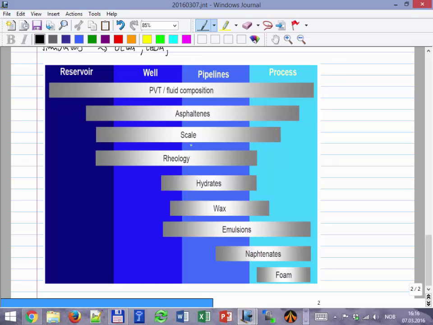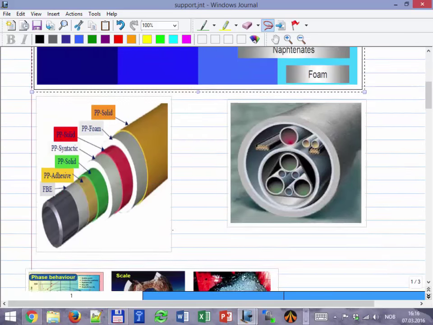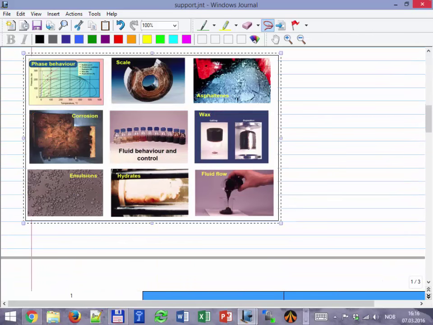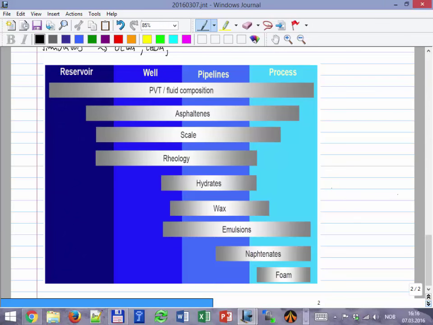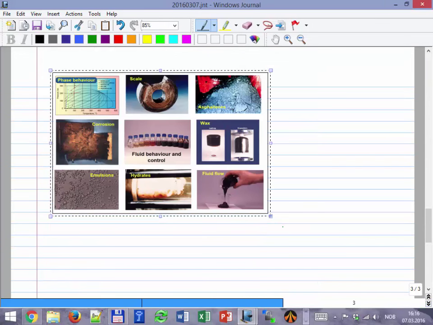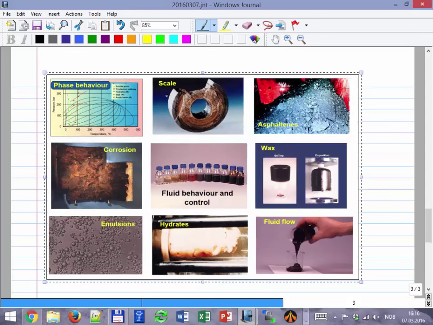Rheology. Here you see the pictures: phase behavior, the phase envelope, scale, which can clog the pipe very much. Asphaltenes don't happen too much on the wells and pipelines, but mostly in the separators, in the processing equipment. You can also get corrosion. Fluid behavior and control is more or less the same as phase behavior.